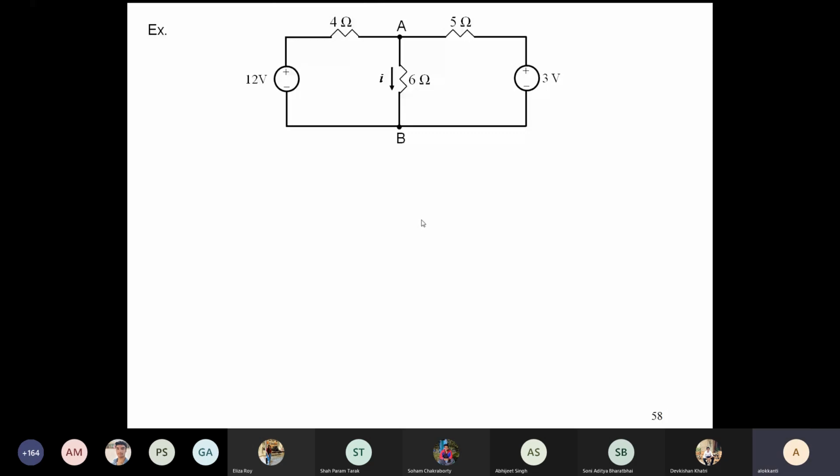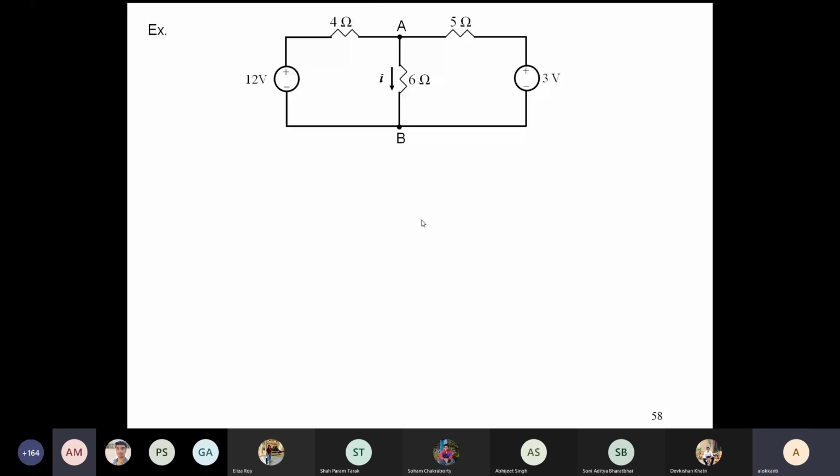Can you hear? Yes, sir. Yes, sir. So 6 ohm is basically now the RL, through which you are being asked to find out the value of current.